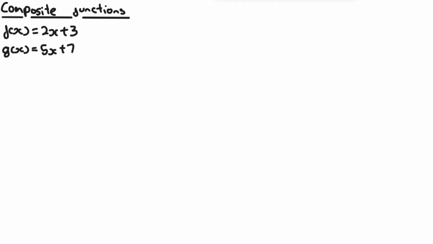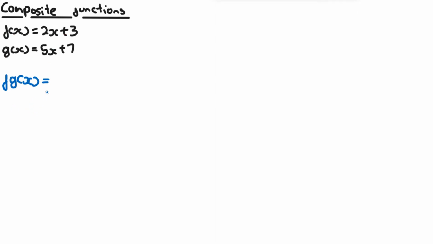This video is on composite and inverse functions, and we'll start with composite functions. Let's say we have two functions, f of x, which is equal to 2x plus 3, and g of x, which is equal to 5x plus 7. The composite function fg of x means that we replace every x in f of x with a g of x. Another way to write this is f of g of x, where it's f of x but the x is replaced with a g of x.